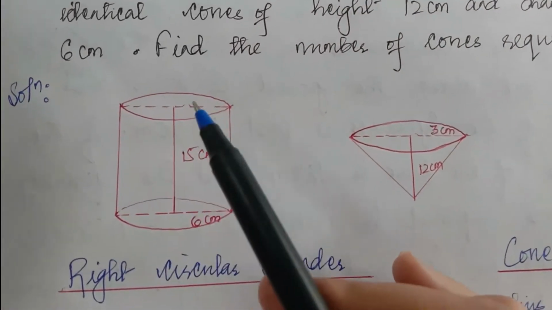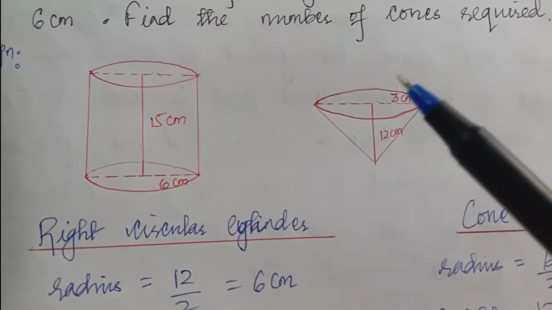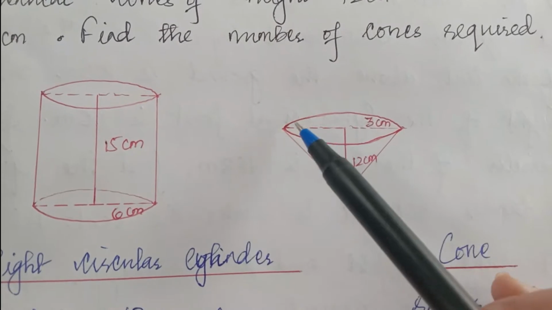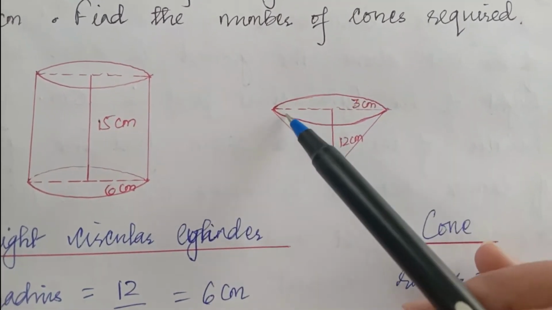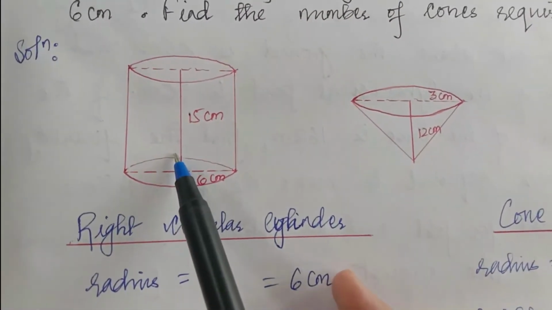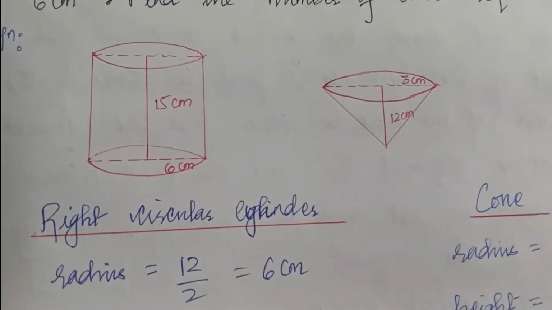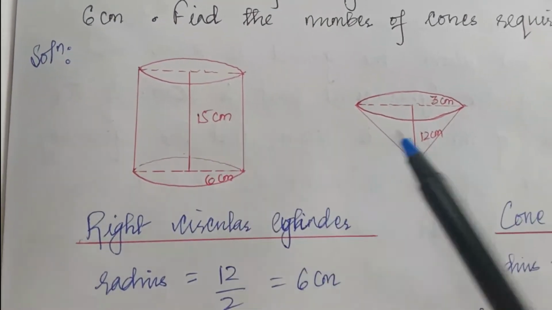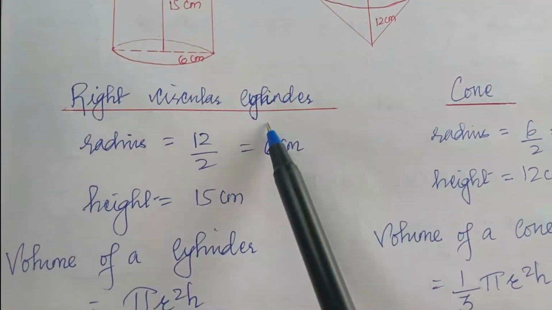So this is a cylinder whose height is 15 centimeter, diameter 12 means radius is 6 centimeter, and you have to fill this cone with ice cream. The height of this cone is 12 centimeter and the radius is 3 centimeter. Diameter is given 6, so radius is 3 centimeter. So for that you have to find the volume of the cylinder as well as the volume of the cone. Then you have to find the number of cones. What you have to do is divide the volume of the cylinder by the volume of the cone to get the number of cones.